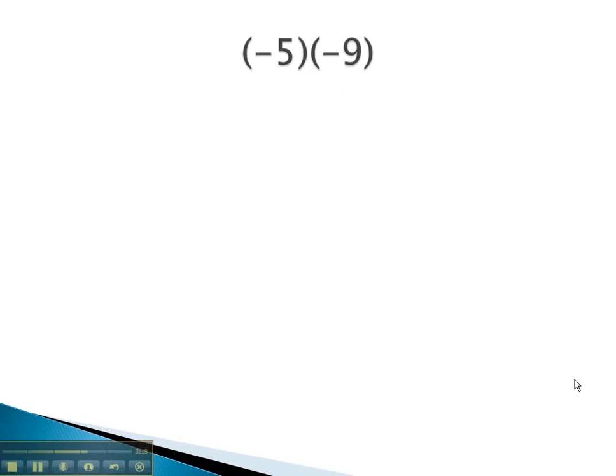Let's consider another example. Minus 5 times minus 9. Here we see they are both the same sign. With multiplication, when we have the same sign, the answer is positive. 5 times 9 is 45. And we get positive 45 as our solution.